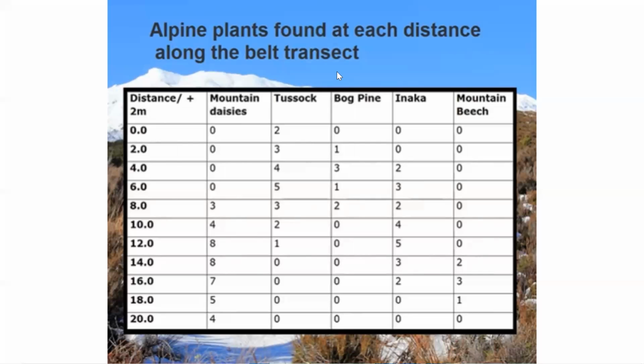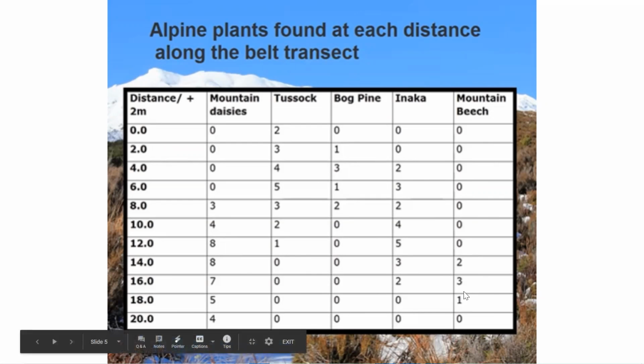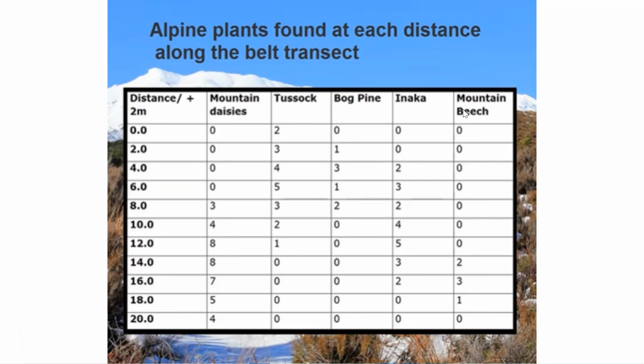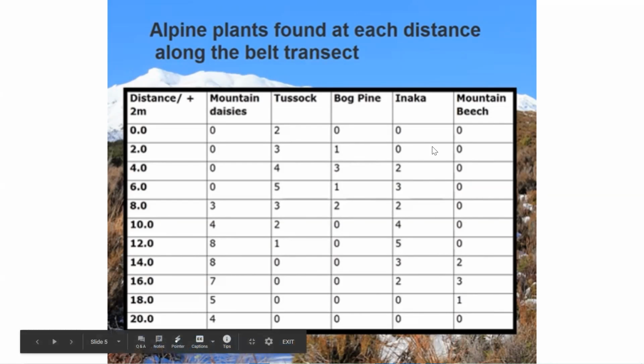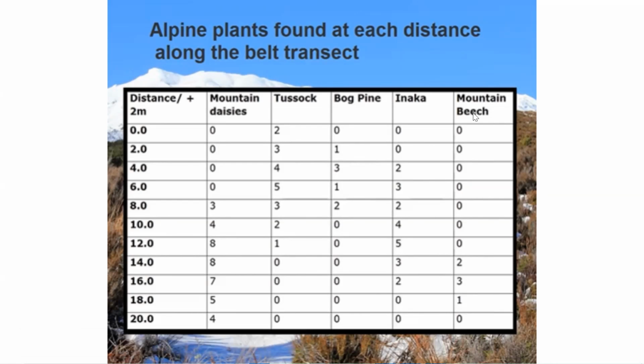Okay, then I will ask if you don't have questions. So my question is, what does it mean in the mountain beech column when there are so many zeros and then there is a 2, 3, 1? So what can you tell about the mountain beech species distribution along the transect, looking at the mountain beech column? What information can you give me looking at this table? You can type your responses in the chat box.